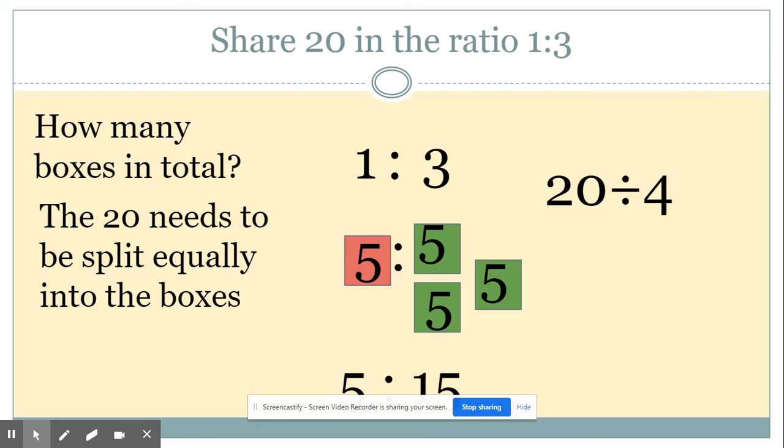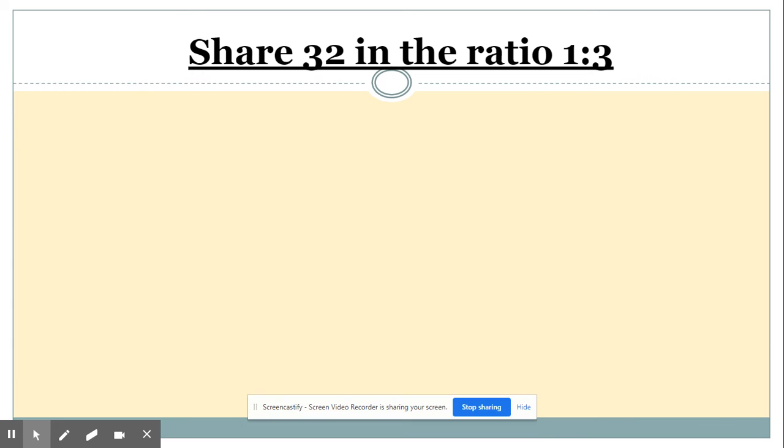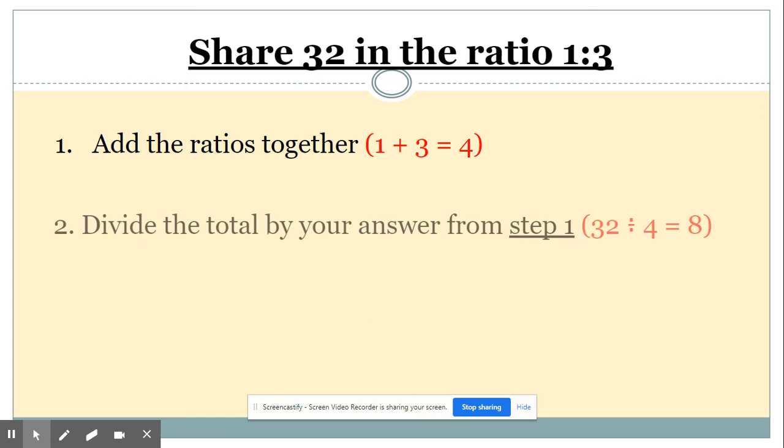So do I have to draw these boxes every single time? Answer is no. There is a mathematical procedure how you can do it another way. That is, share 32 in the ratio 1:3. So what you have to do is you have to add ratios together. That's what you were doing anyway. 1 plus 3 is equal to 4.